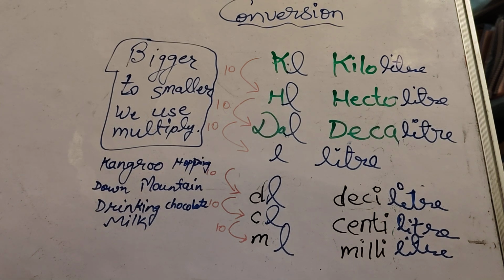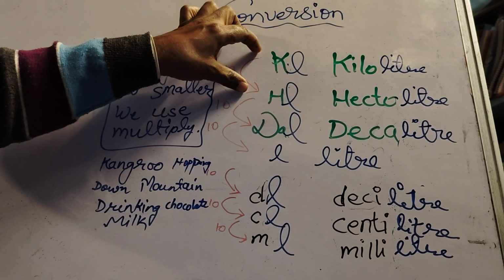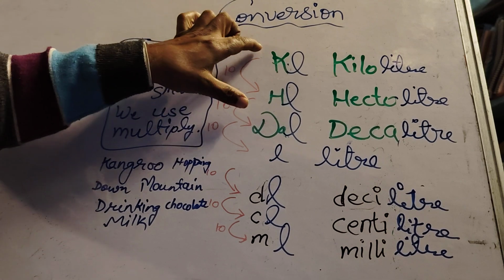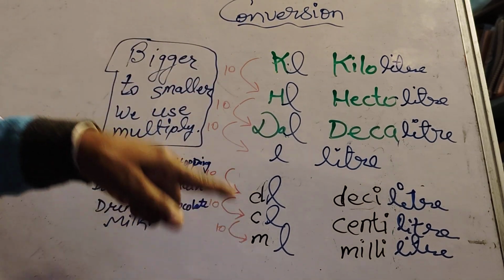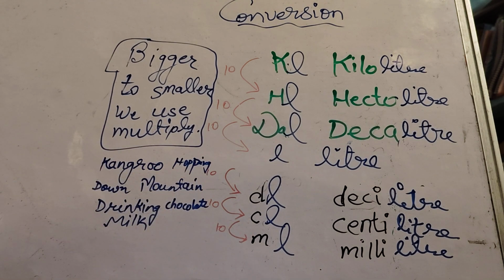One. Yes, one hop means multiply by 10. Two hops means multiply by 100. So from top to bottom we are moving, in that case we will use multiplication. Can you tell what is the opposite of multiplication? Division. Correct, well done.